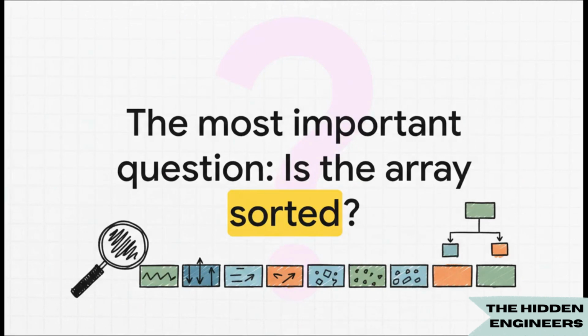So, we're going to end on this. The single most important question you can ask, the question that shows you're thinking like a real engineer. It isn't about code at all. It's about the data. Before you write a single line, you need to ask, is the array sorted? That one simple question unlocks everything, and it proves you truly understand the trade-offs.